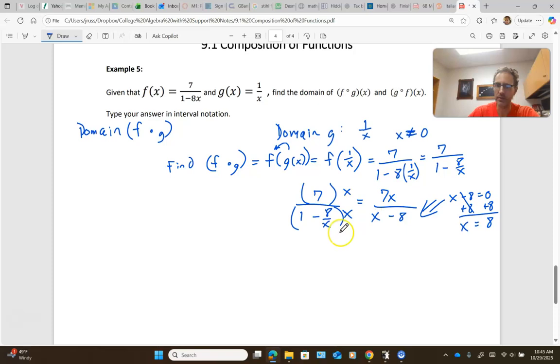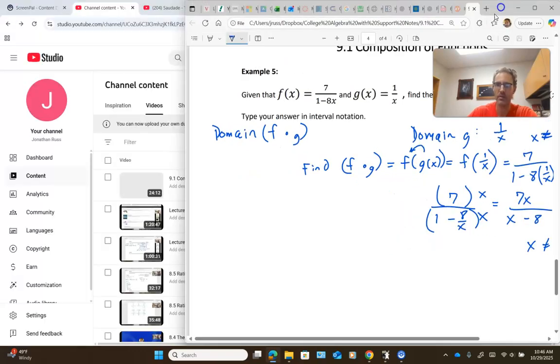And the only value that will make it equal 0 is when x is 8. Okay, so that is another restriction. So x cannot equal 8. So anyway, the only restriction that we have on our inner function here is 0. But then we garner another restriction when we actually do the composition. Okay, so the actual function itself that results has a restriction of 8. So we end up with 2 restrictions.